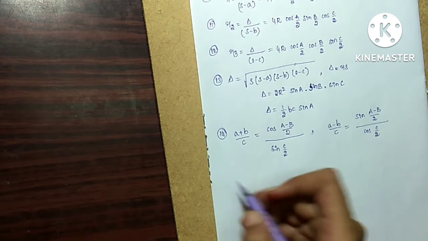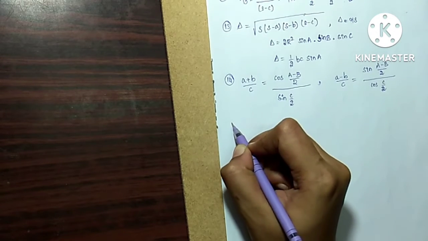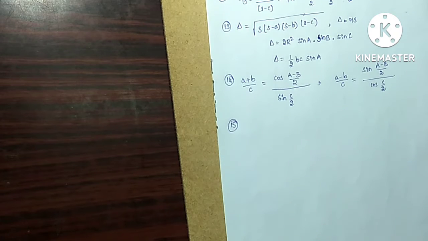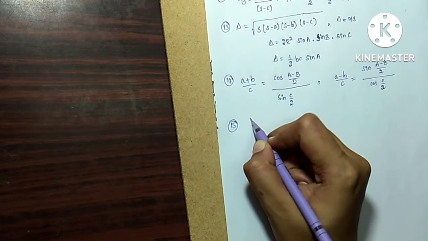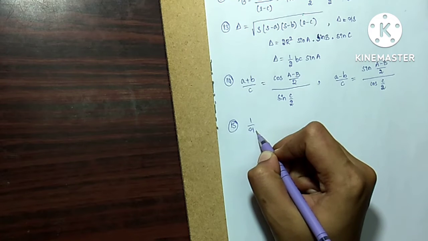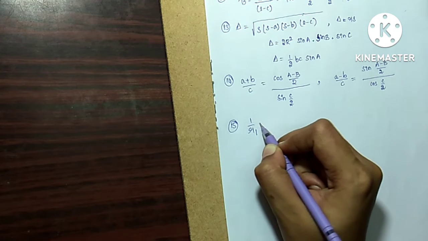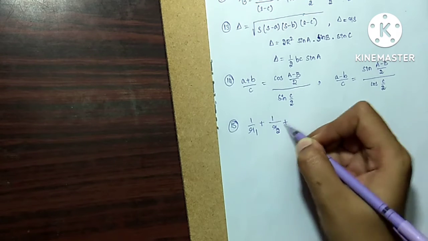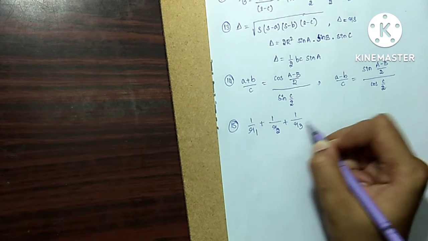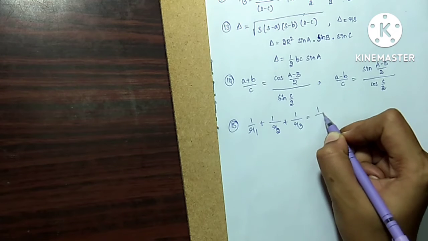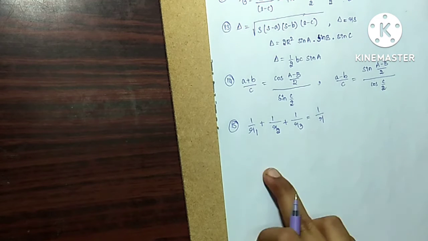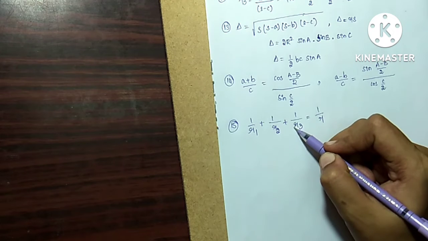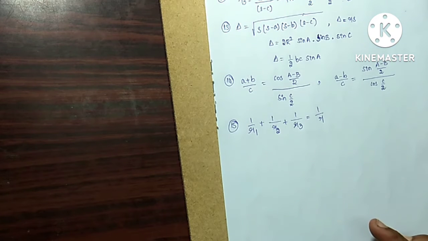Okay. Now we will check our 15th formula, which is also an important formula, that is 1 by r1 plus 1 by r2 plus 1 by r3 is equal to 1 by r. It's a very important formula. Don't forget this.